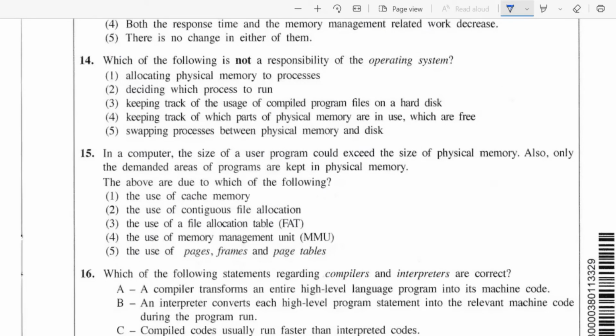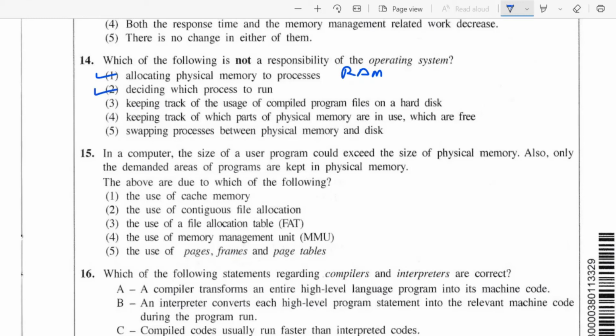14th question. Which of the following is not a responsibility of the operating system? Allocating physical memory to process. So what is physical memory? RAM. Yes, allocating processes into the RAM is a responsibility of operating system. That is correct. Decide which process to run. Yes, this is called process life cycle. Process life cycle is totally managed by the operating system.